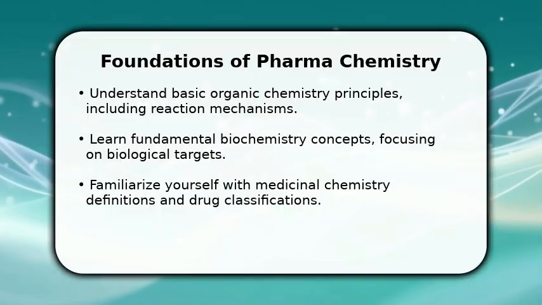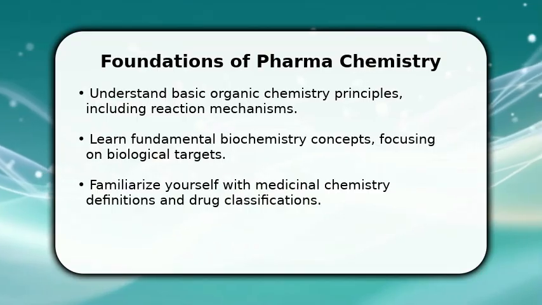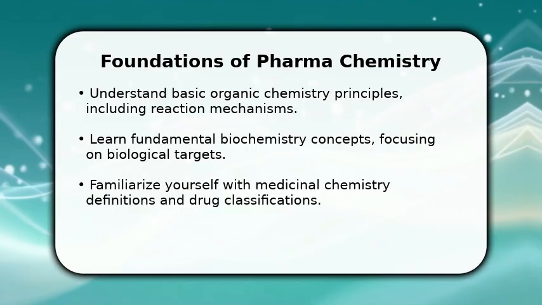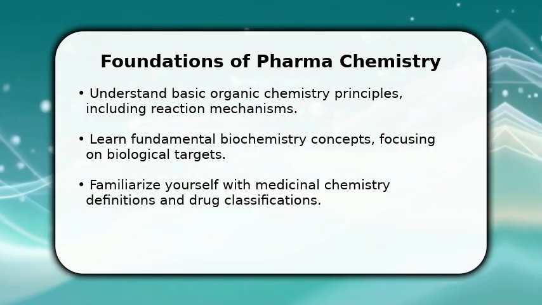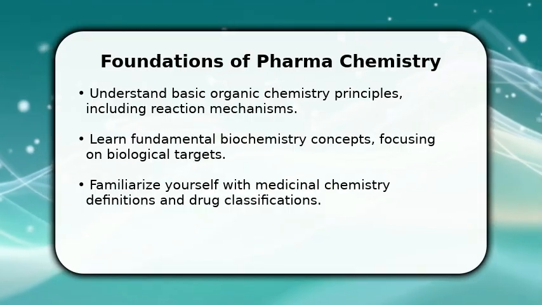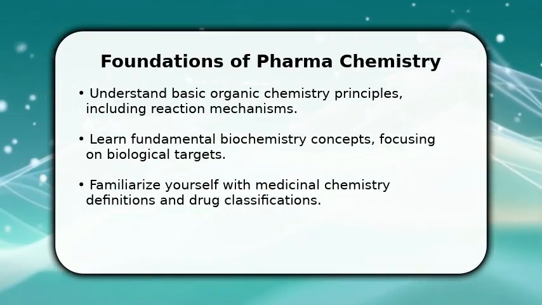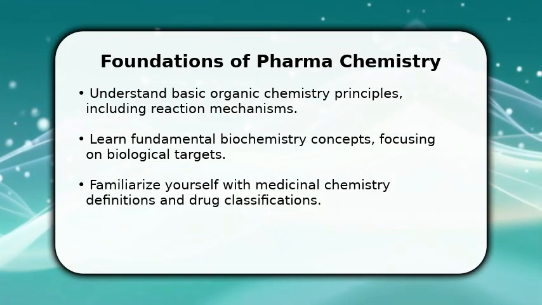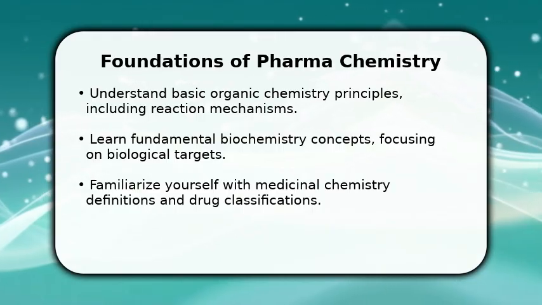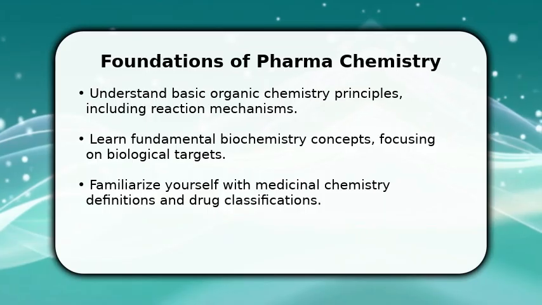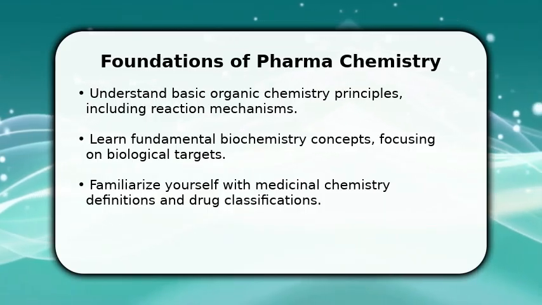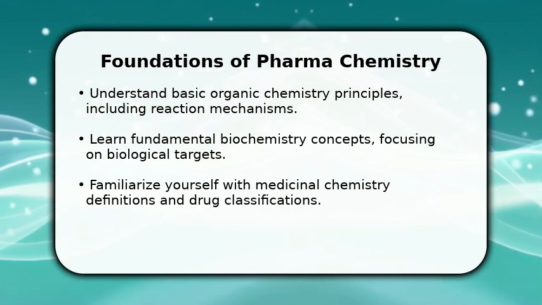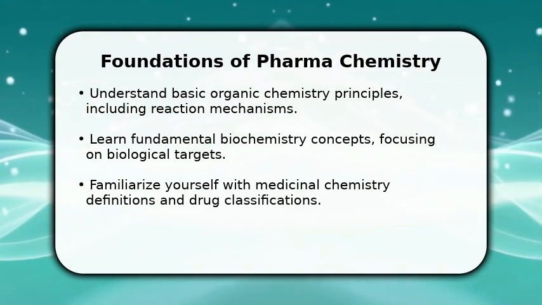In this video, I will explain how to study pharmaceutical chemistry. Begin by mastering organic chemistry fundamentals, especially reaction mechanisms and functional groups. Next, grasp essential biochemistry concepts, focusing on how drugs interact with biological systems. Finally, familiarize yourself with medicinal chemistry definitions and drug classifications to build a strong base for advanced topics. This foundational knowledge is crucial for understanding drug action.